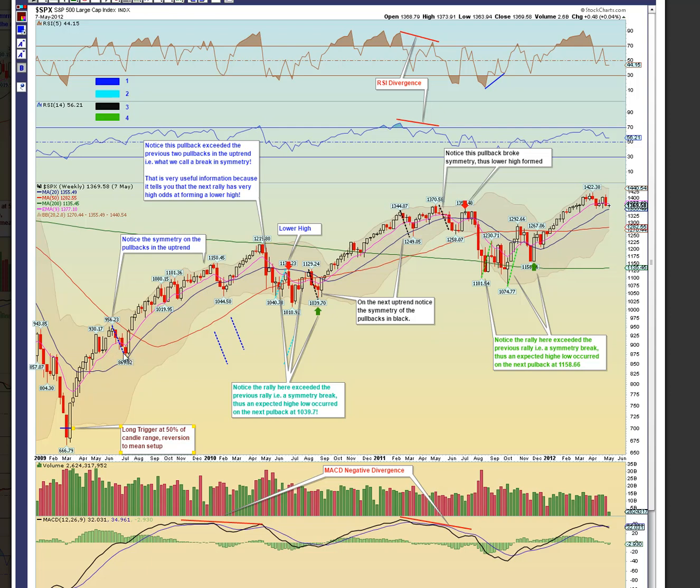So that pullback here, what you do is, all right, you're in an uptrend, you had a pullback, so you know the depth of the pullback. So then you could see the market then rallied again, and let's just take this line here.